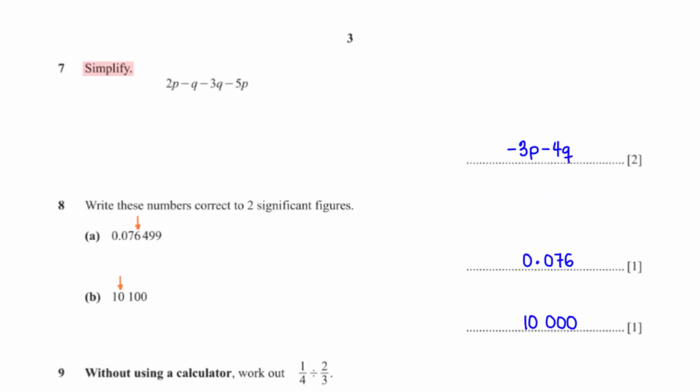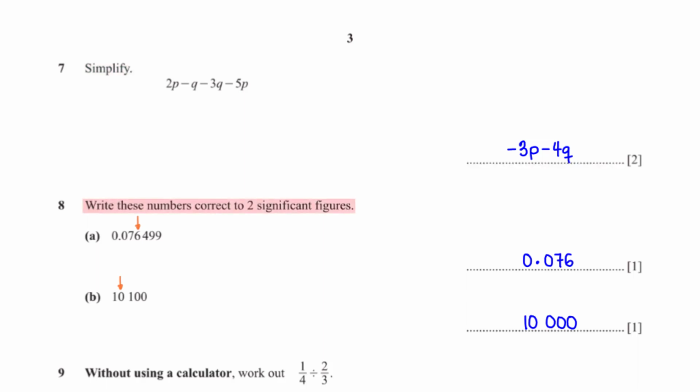Simplify 2p minus q minus 3q minus 5p. When we group like terms, 2p minus 5p is minus 3p. Minus q minus 3q is minus 4q.